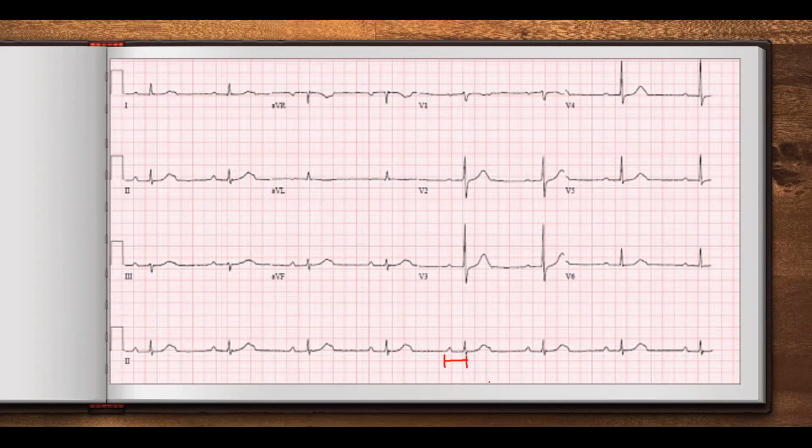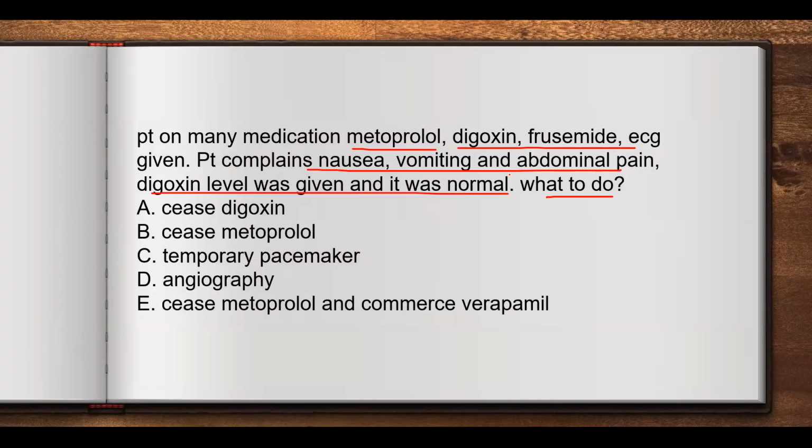Okay, prolonged PR interval. So first degree heart block, any heart block can be caused by digoxin toxicity. And if you look at here, nausea, vomiting, abdominal pain, these are the most common features of digoxin toxicity. But digoxin level is normal. Yes, even if the blood digoxin level is normal, sometimes it can cause toxicity as well. It depends on the symptoms and ECG finding.